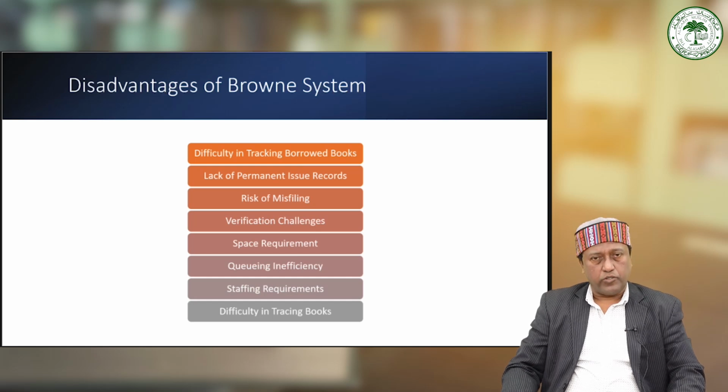I hope you have understood the Browne system, and we will carry on with the Newark system. Some of the drawbacks of this Browne system will be improved or removed in the Newark system. That we will see, how the new version of the Newark system will take care of some of the drawbacks of the Browne system.